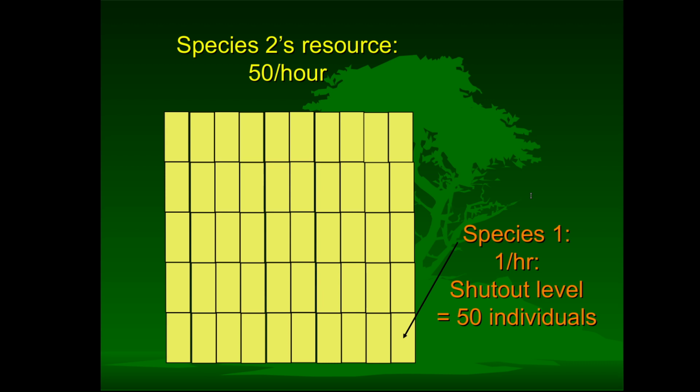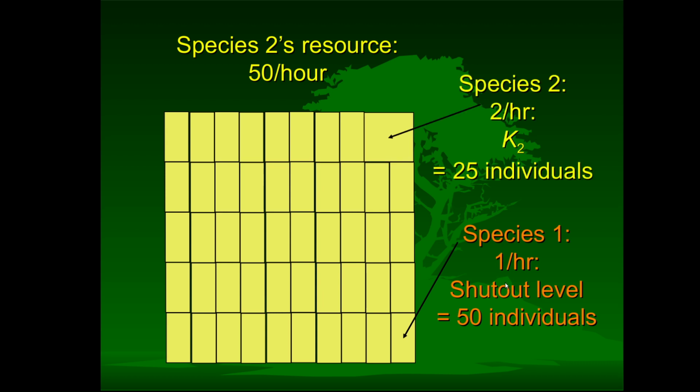So in our example, the shutout level of species 1 is K2 over A21, which is 25 over 0.5, equals 50. So that's just another way of writing down mathematically what we're visualizing in this little box here. So a total of 50 individuals of species 1 completely shuts out species 2. Similarly, species 2's shutout level is K1 over A12, which is 100 over 2, which is equal to 50.